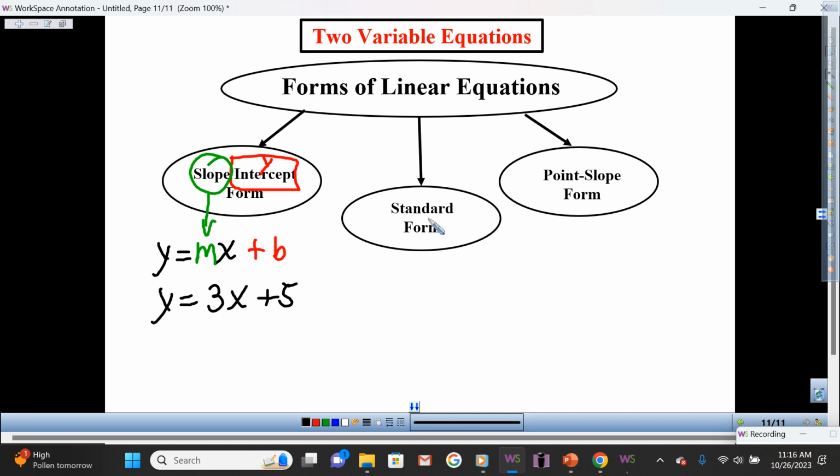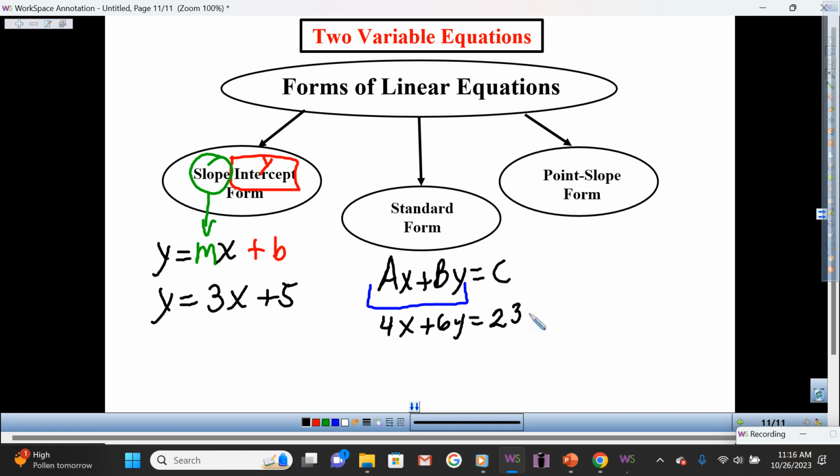The second form looks like this: Ax plus By equals C. This is known as standard form, and what is so particular about that, Mr. Q? That both x and y are on the same side of the equation. For example, 4x plus 6y equals 23.